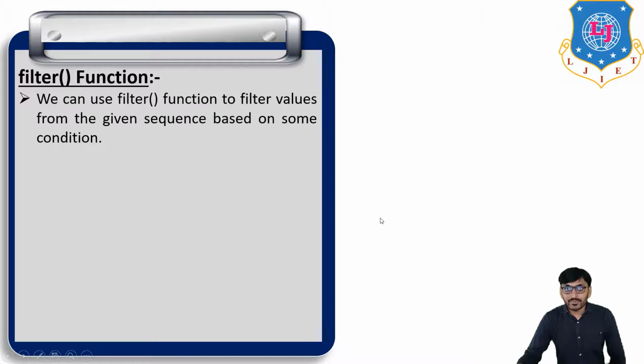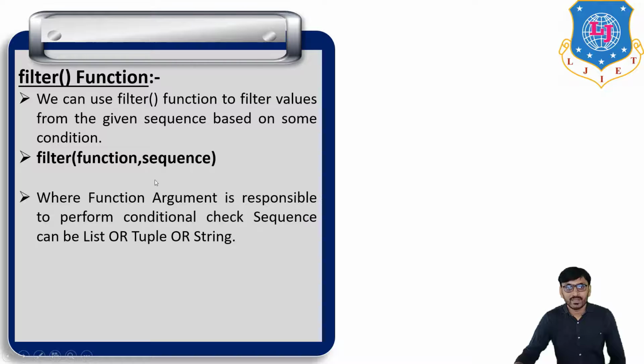We can use the filter function to filter values from a given sequence based on some condition. Now the syntax: filter, in parentheses, function and sequence, where the function argument is responsible for performing the conditional check. The sequence can be a list, tuple or string. So based on some condition, it filters some values from the sequence.